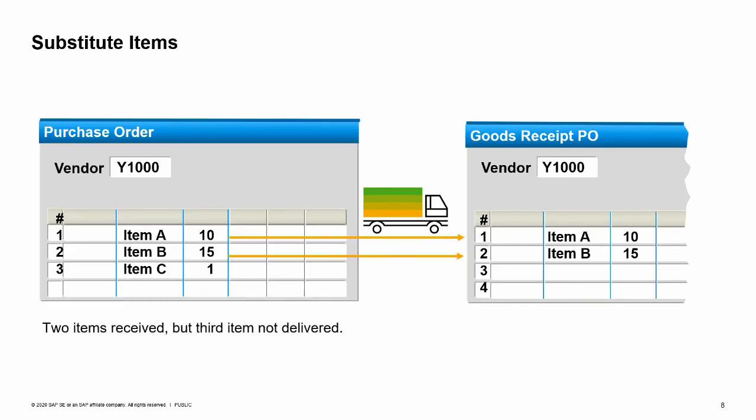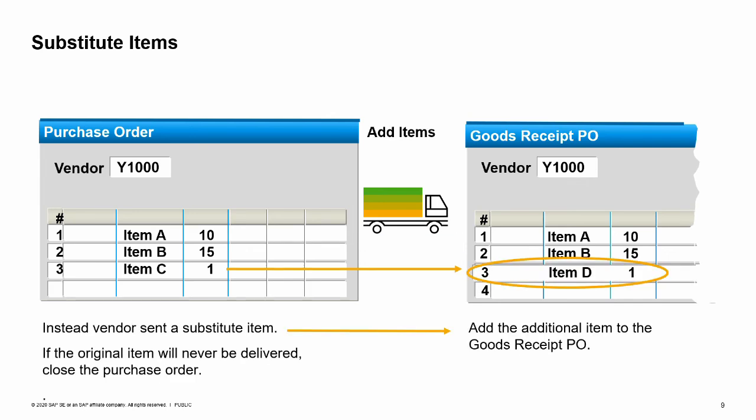A vendor might send a different item than was originally ordered, perhaps to substitute for an out-of-stock item. In the graphic, 2 of 3 items ordered were delivered by the vendor. Those 2 items were copied from the purchase order to the goods receipt PO. However, the third item was not delivered. Instead, the vendor sent a substitute item. When this occurs, you can add the additional item to the goods receipt PO.